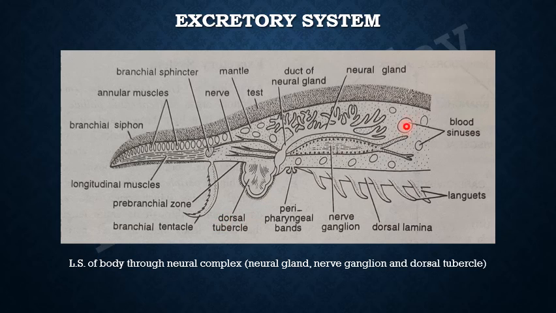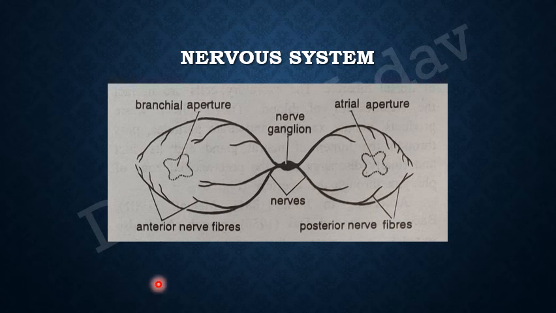So this way the excretion of the animal takes place. So this was about the excretory system of Herdmania. So let's go to the next system, which is the nervous system.